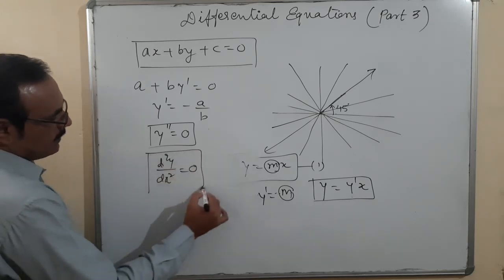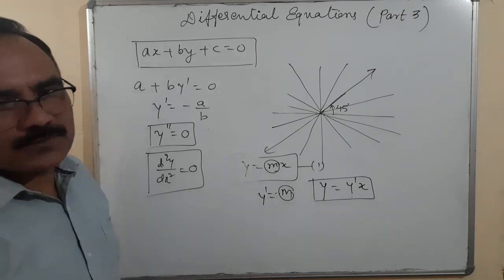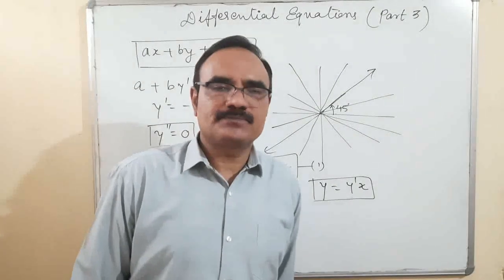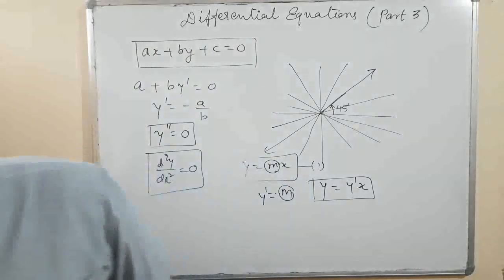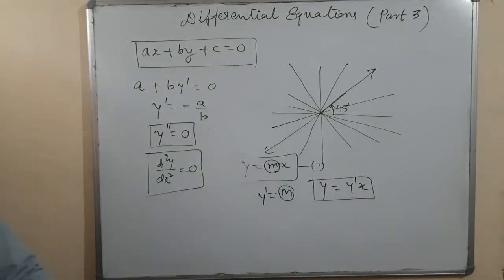This is the differential equation of the family of straight lines. Simple. So that is the way by which we can make a differential equation.